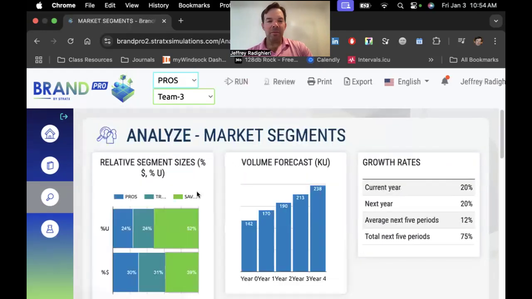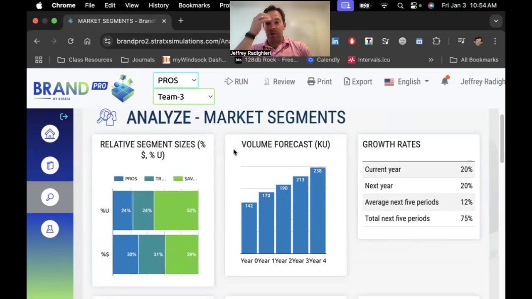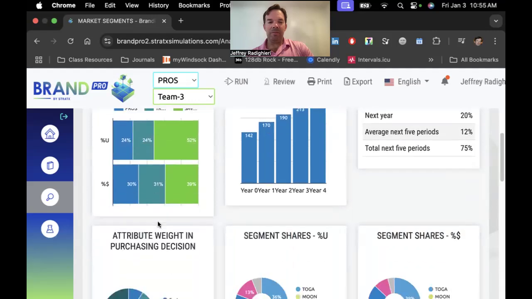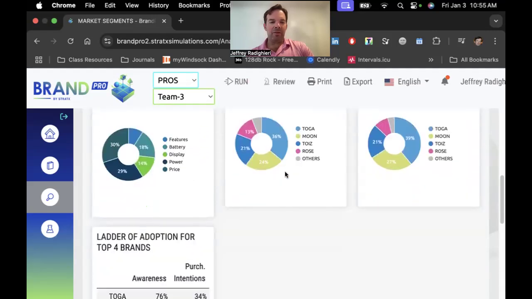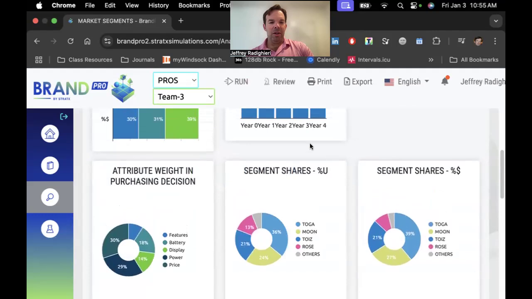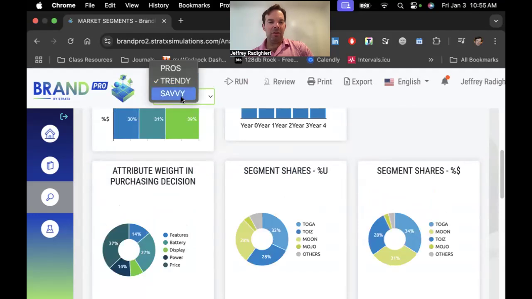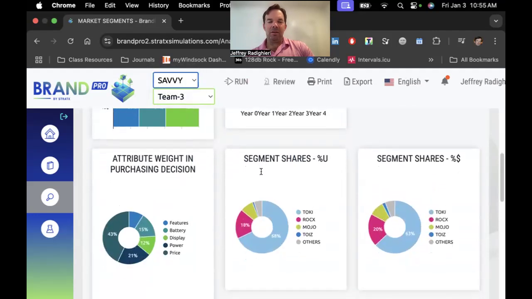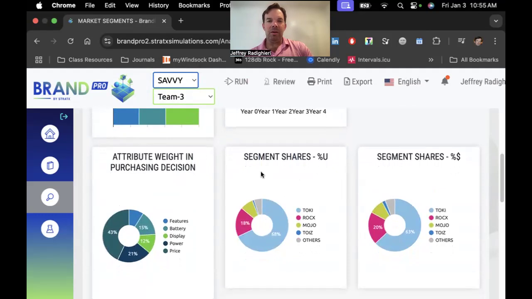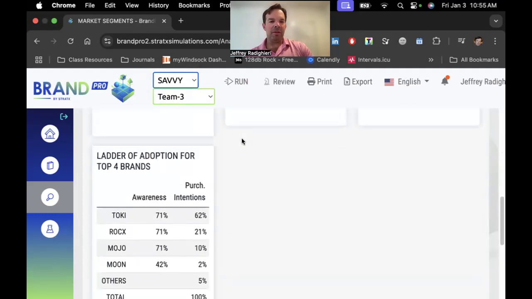Then we have market segments. This one just shows you how big the market is, basically. So this shows you the overall market size. This kind of gives you some relative numbers here. And then down here, we have some information related to purchase decisions and segment shares. And for these, on this screen, you can toggle between the three different segments, and you will see those numbers down there change for each of those particular segments.